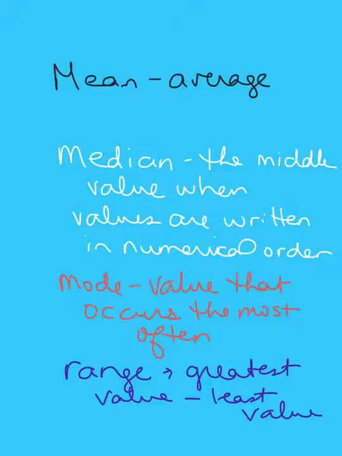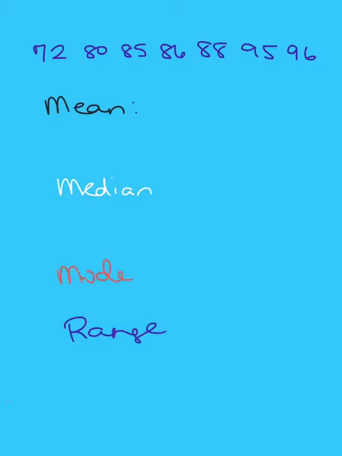And our final definition is range. This word means it's when we take the greatest value and we subtract the least value. That would be our range of the data. So let's practice some of these. We have 7 numbers that we're starting with, and we were asked to find the mean, median, mode, and range of these values.